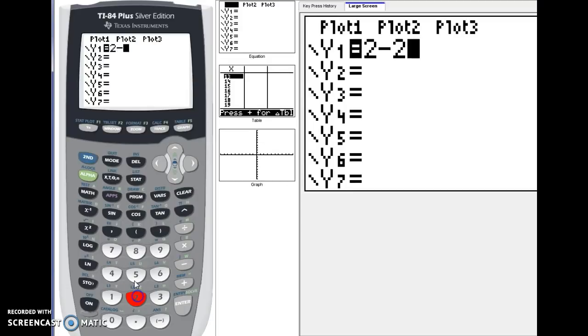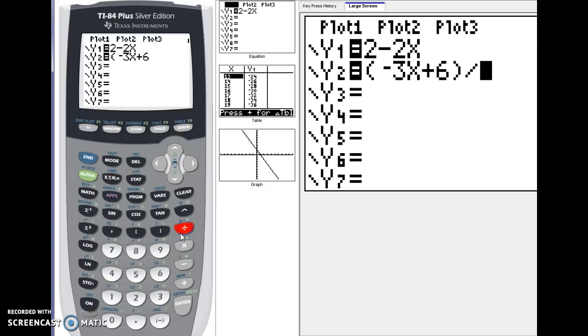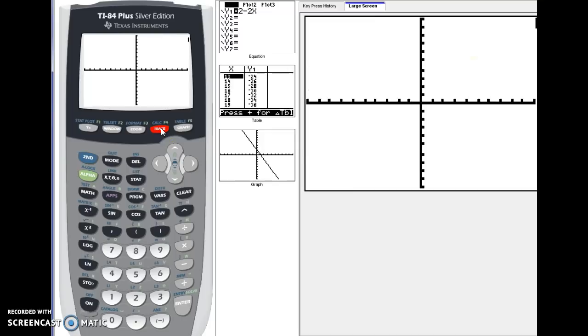Two minus 2x, and parentheses negative 3x plus 6 close parentheses divided by 2. If you don't put the parentheses, then you're telling the calculator that we only want the 6 divided by 2. I want the whole thing divided by 2. And then hit trace.